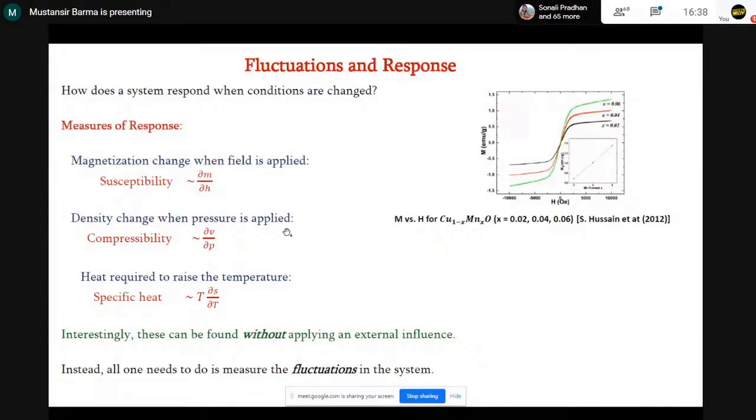Now, suppose I had a completely different system, like a fluid. And I have a volume per particle, which is little v, and the pressure p.